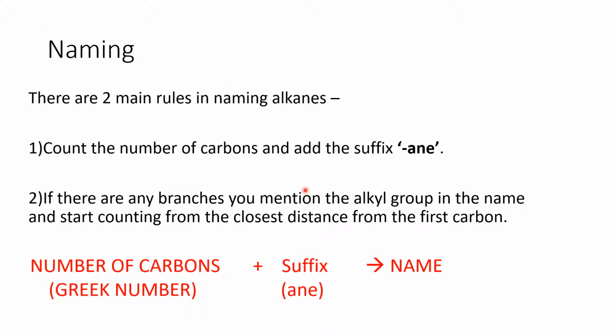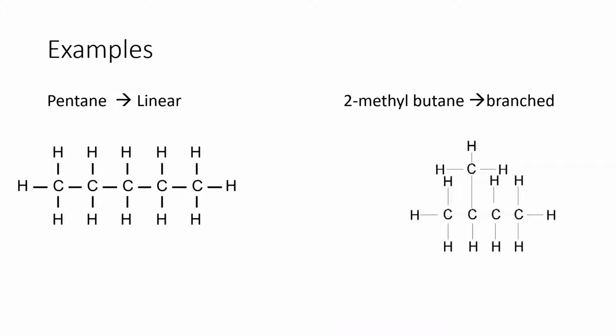When it comes to naming, there are two main principles. First, you count the number of carbons and then you attach the suffix "ane". Remember, when it comes to counting the carbons, you always do it in Greek. Now, if there are any branches, you always start counting the position of the branches in relation to the first carbon. As you can see here, there's 5 carbons here. So it's pent, and the suffix is "ane", so pentane.